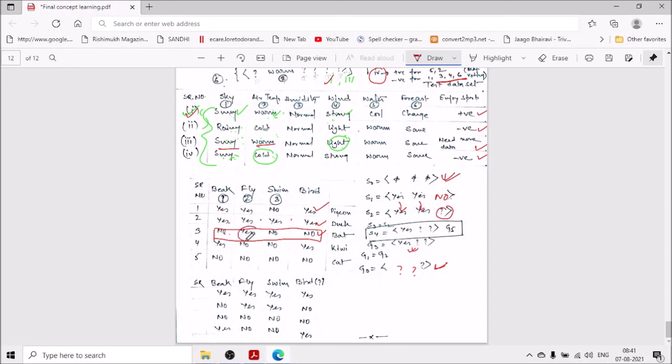Next is yes, and here it is yes. Both are the same, so we have to ignore it. Here it is a no, and it's a question mark, so we have to ignore it. So if the value of the negative class of that particular attribute is the same as in the hypothesis, or it's a question mark, we have to ignore it. But if it's a different no and yes, you have to copy the.